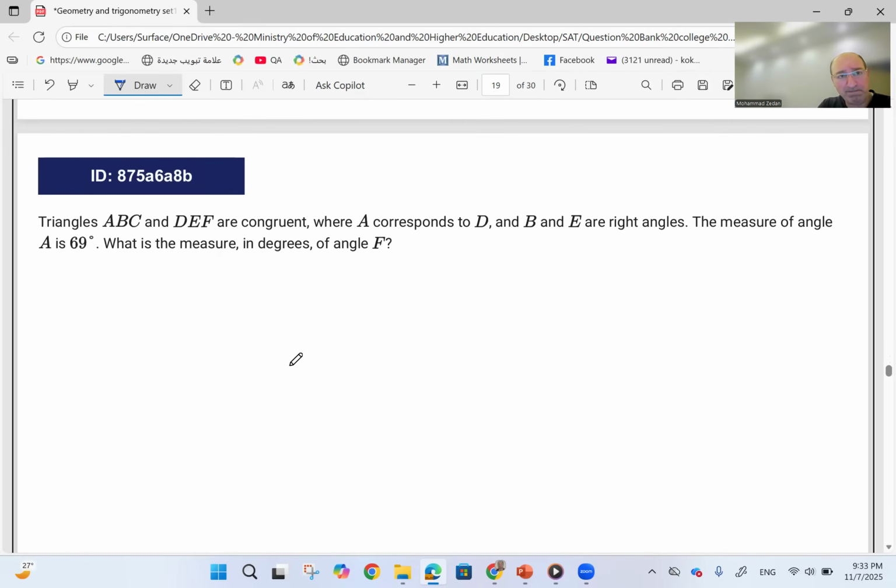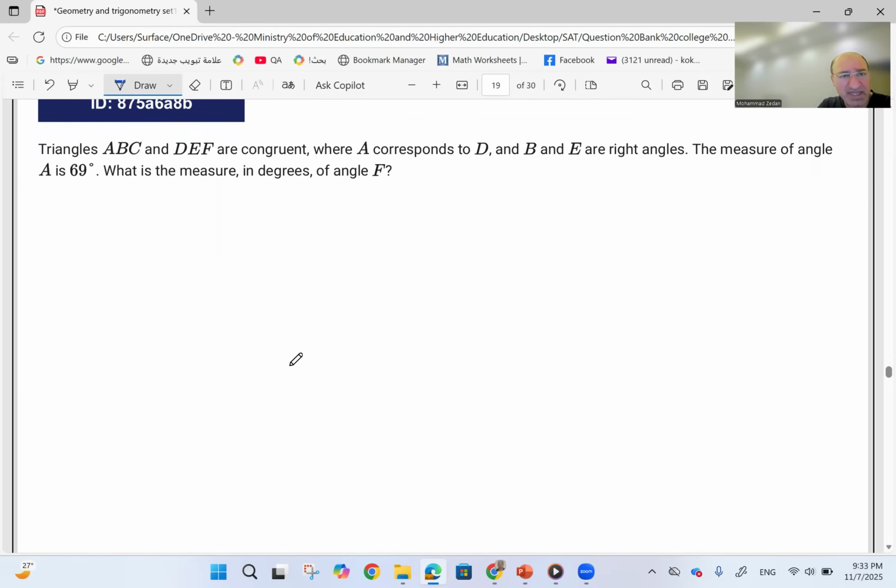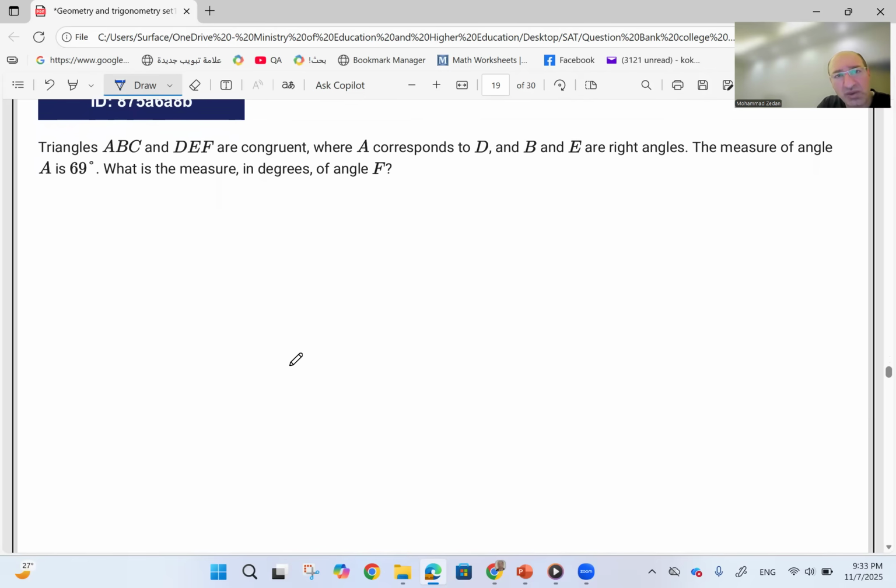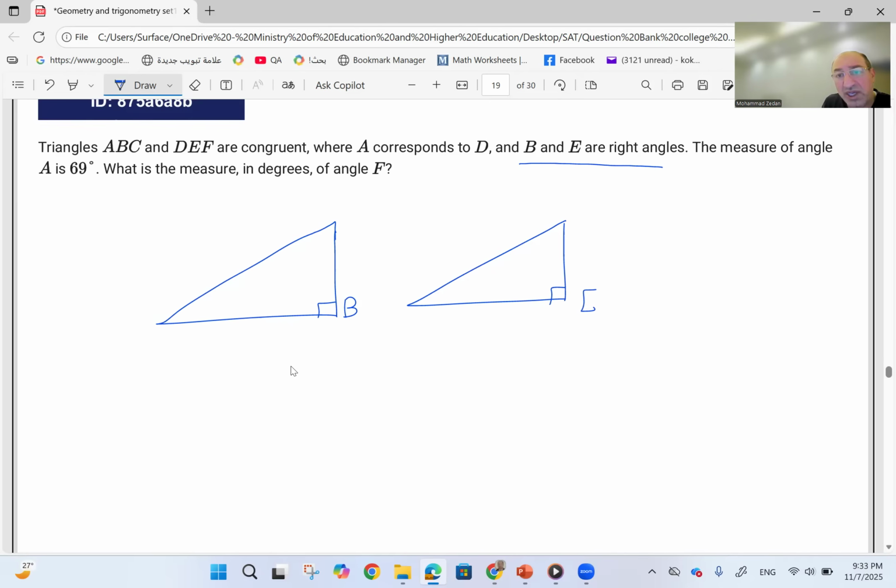Next question here, question number 19. Triangles ABC and DEF are congruent, where A corresponds to D, and B and E are right angles. Just draw these two quickly in your exam to see the figure. Look at this one: angles B and E are right.